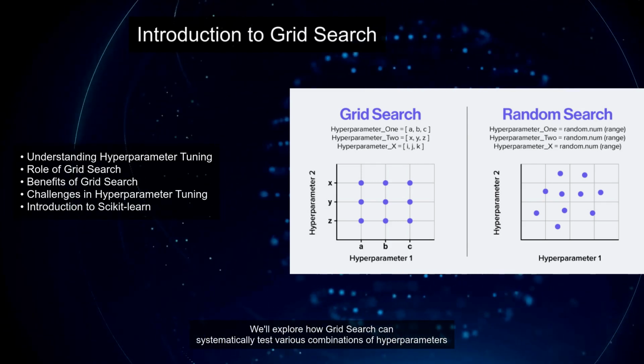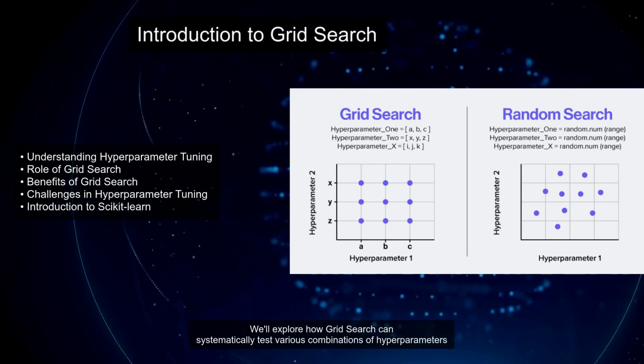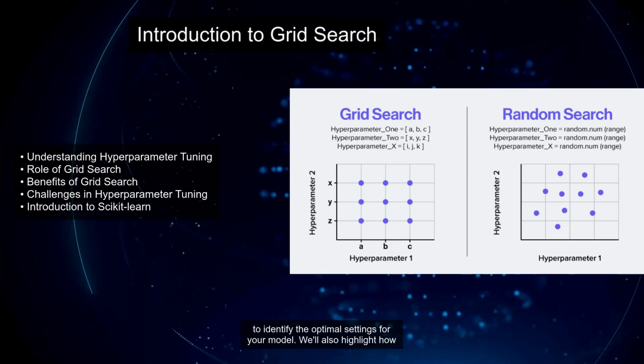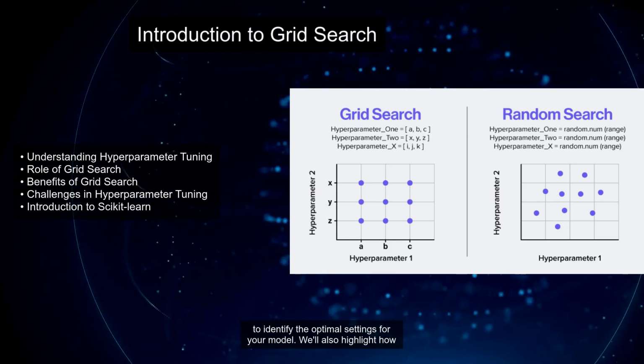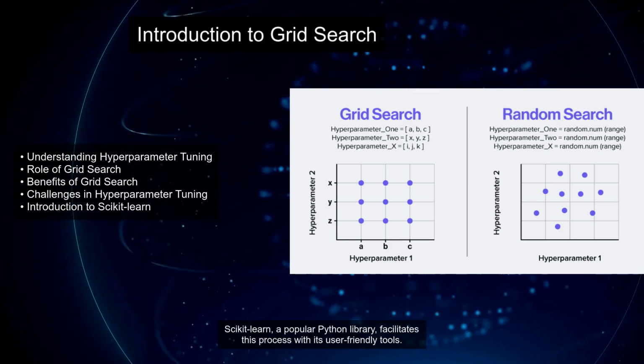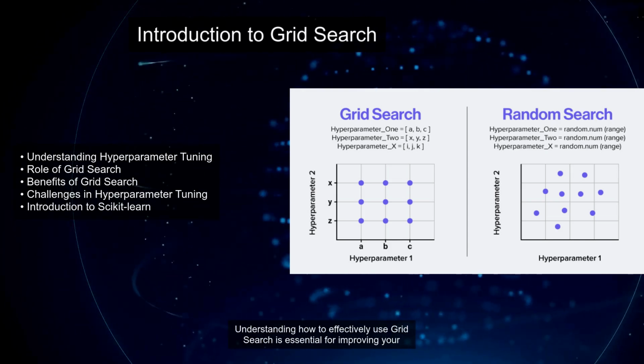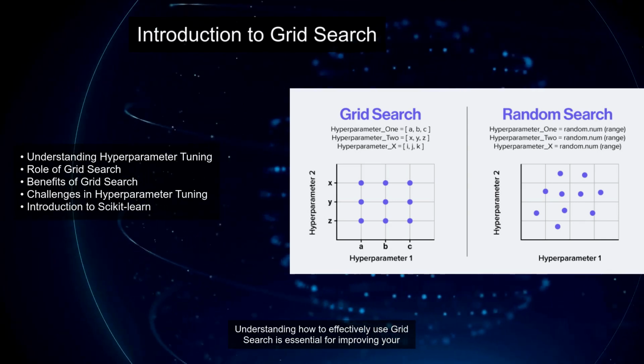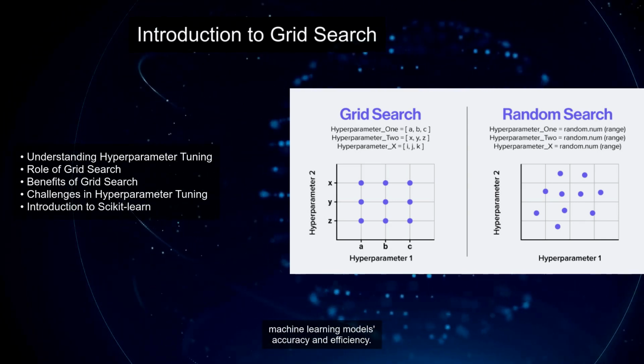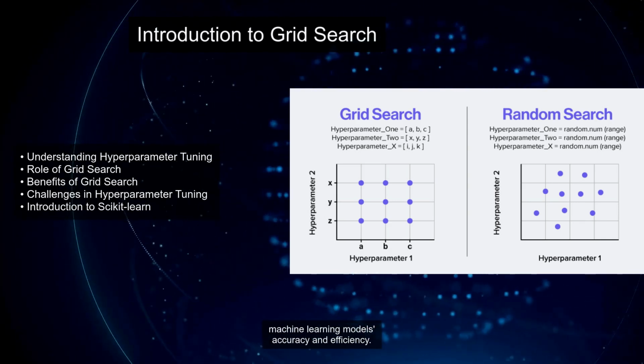We'll explore how grid search can systematically test various combinations of hyperparameters to identify the optimal settings for your model. We'll also highlight how Scikit-learn, a popular Python library, facilitates this process with its user-friendly tools. Understanding how to effectively use grid search is essential for improving your machine learning model's accuracy and efficiency.